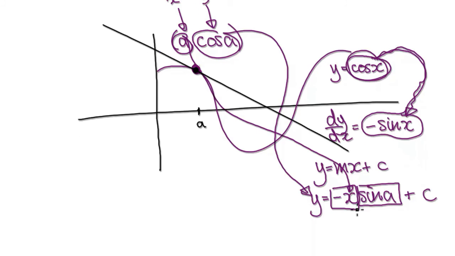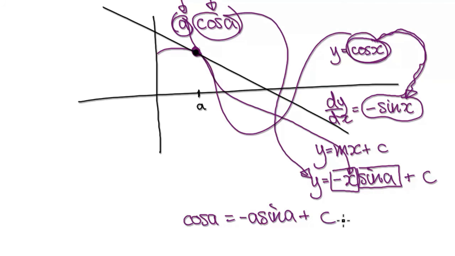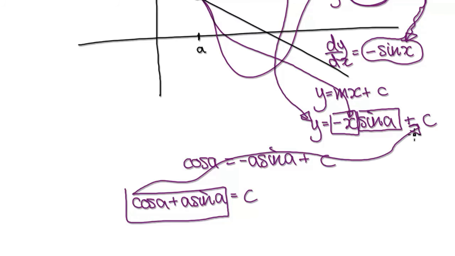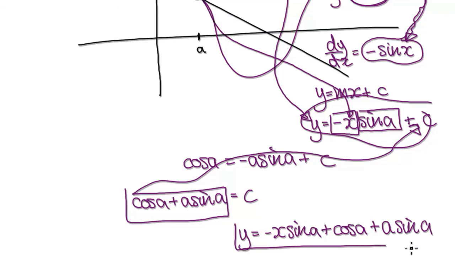So let's work out c. The next step would be to put this into the y. So that would be cos a equals, and then put this into the x. So that would be minus a sine a, and then you've got your plus c. To get c on its own, add this block to both sides. So that would be cos a plus a sine a equals c. Now we can put this into here, and then this would become y equals minus x sine a, and then your intercept is this thing here, plus cos a plus a sine a. So now just jump to Desmos and draw the whole thing.